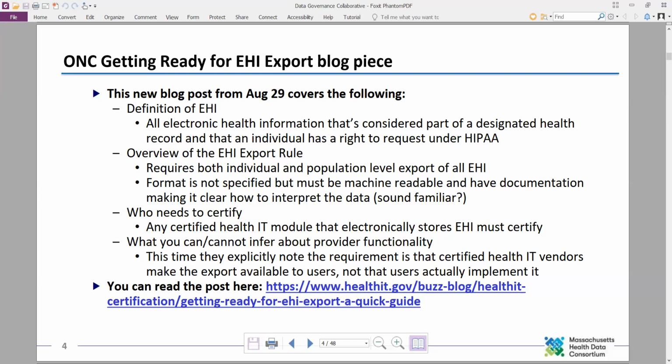Any comments or questions about EHI export? Well, why do you think ONC is averse to specifying a format?